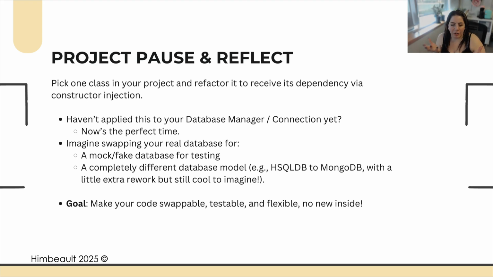So perhaps you haven't applied this to your database manager or your connection yet. This is the perfect time to sit down and go do that, right? Because this way we can imagine that we're swapping our real database in for a mock or a fake database for testing, or maybe even a different database model. There's a little bit of extra work involved if it's a totally different model, but perhaps we even think production versus testing versus development versus unit tests, right? We have all these different instances of our database and the things that we can do with it. We want to be able to swap them in with relative ease. So the goal is to make our code swappable, testable, and flexible. And as much as possible, we're not setting new inside of our methods or constructors.